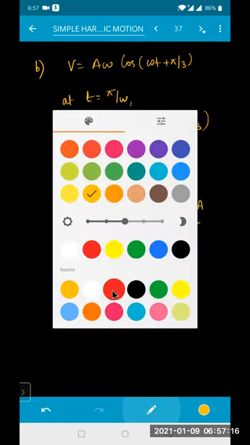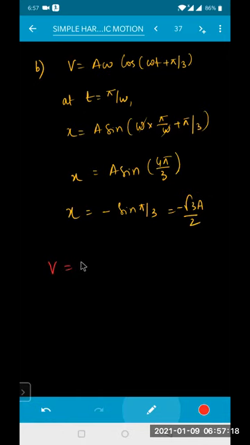Now we have to use the velocity property. V is equal to A into omega into cos of omega t plus pi by 3.